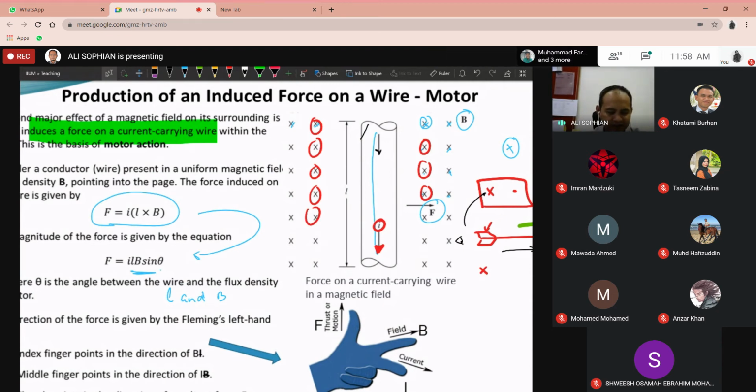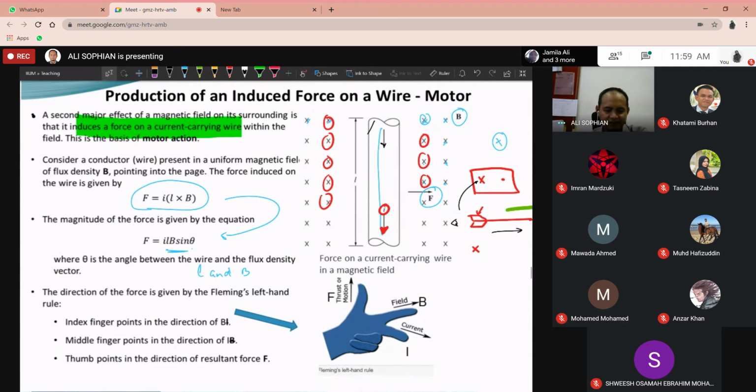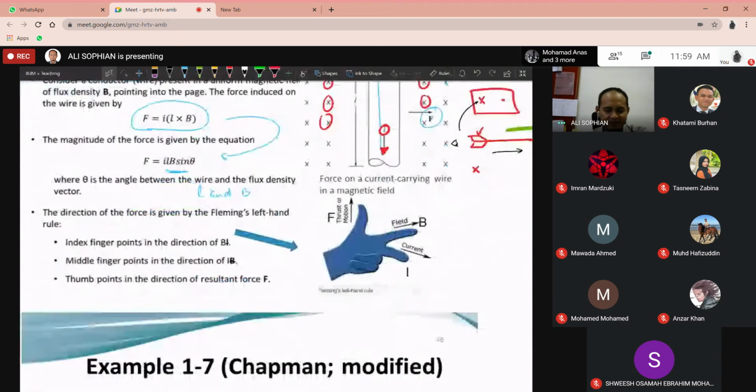And again, please remember that you use the left hand when you talk about induction of force, and also when we talk about motors, because with a motor we are talking about induction of force, and this force will be transformed into torque. Okay, so don't get mixed up. If you use your right hand, then you'll get the wrong answer. The direction will be the opposite.